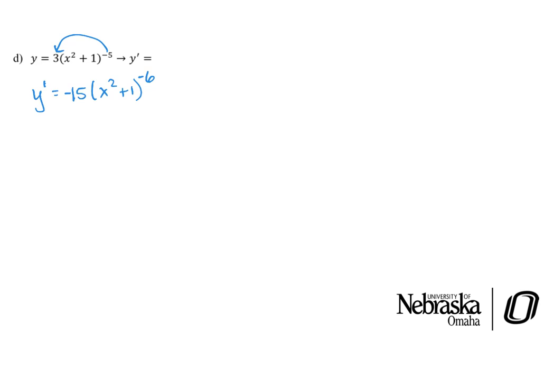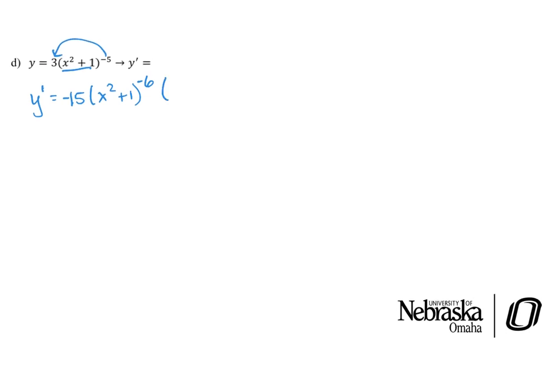We subtract 1 from our exponent. And then we multiply by the derivative of the inside function. So the derivative of x squared is simply 2x. So multiplying those out front, to simplify it, we would have -30x times x squared plus 1 to the -6th.